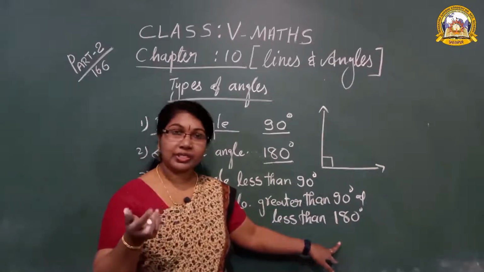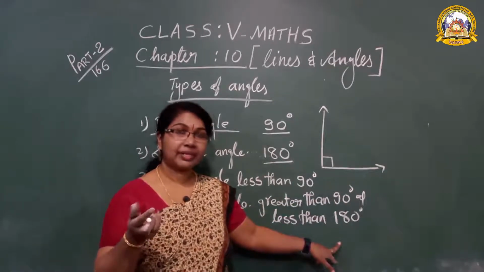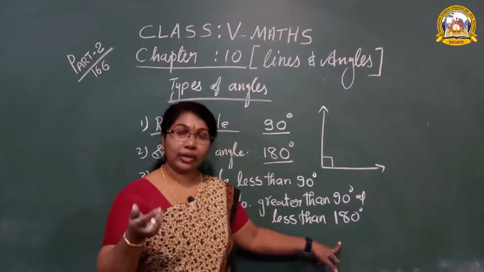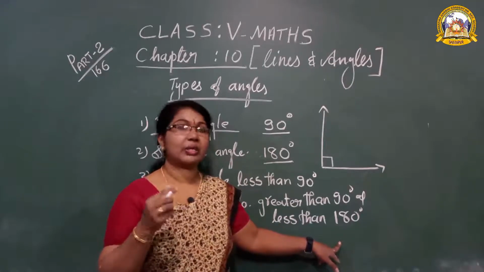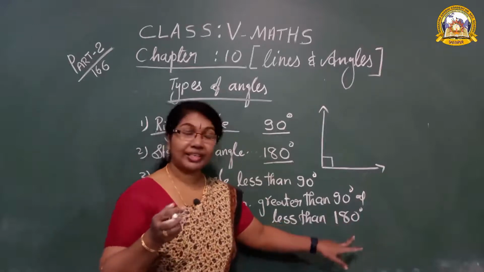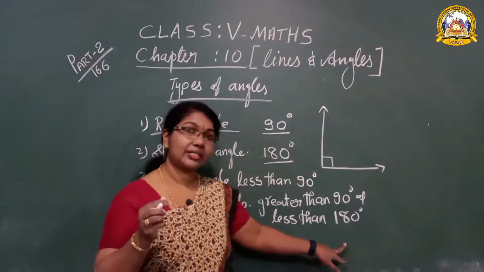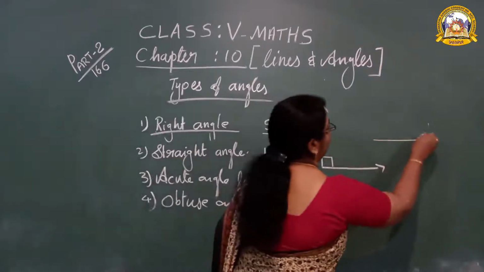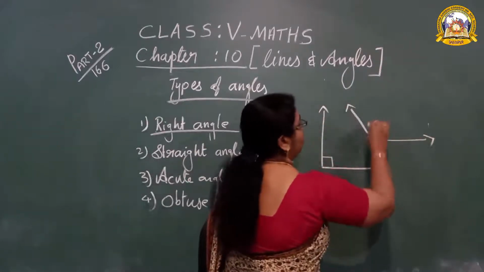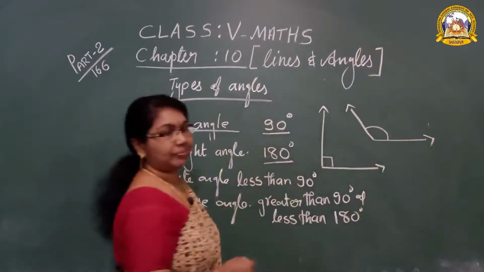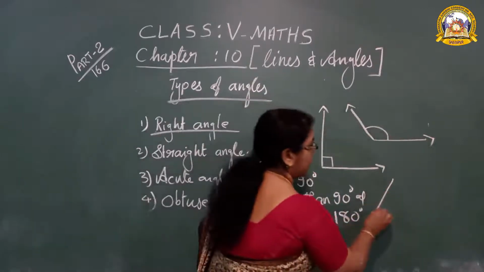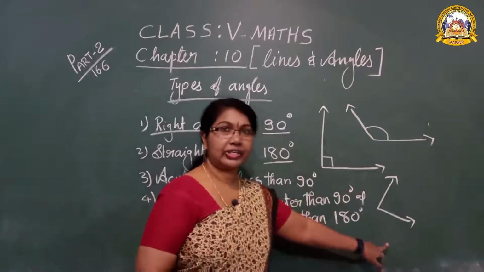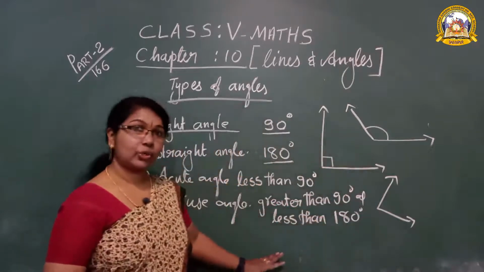For example, can you say some angles name? 95 degree, 100 degree, 120 degree, 105, 130, 170, 179. These all angles are called obtuse angle. Obtuse angle we will draw like that. These are the obtuse angles. What is the name of this angle? Acute angle, less than 90 degree. Understood? Now different types of angle.